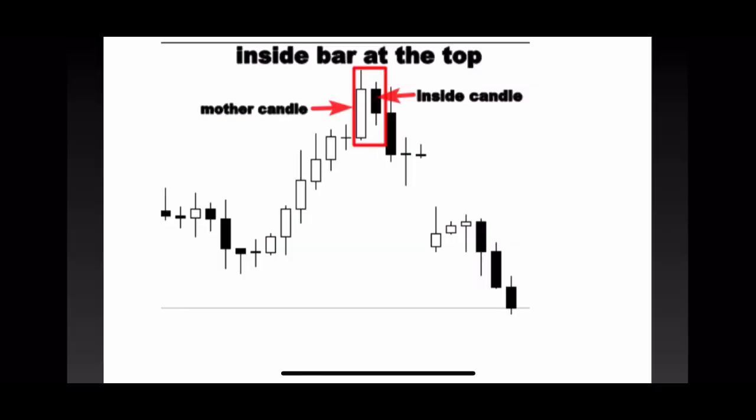So the last slide and this slide, these both are showing inside bars at the top and at the bottom. And as you can see, the second small bar is completely contained by the first one, which is the opposite of an engulfing bar pattern. The inside bar is seen usually as a reversal pattern when it's at the top or bottom of a trend, all right? But when it's inside of a pattern, it's considered a continuation. That's what you need to understand about these patterns.